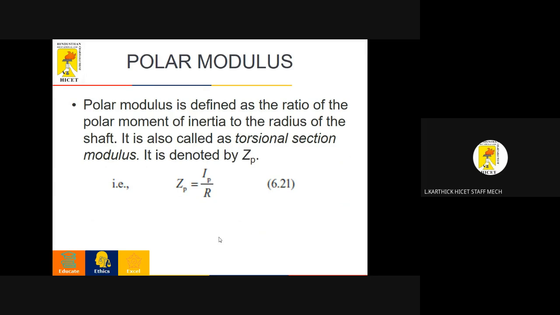Next one is polar moment of inertia. So what is meant by polar moment of inertia? The polar modulus is defined as the ratio of polar moment of inertia to the radius of the shaft. It is also called the torsional section modulus. So Zp equals Ip by R, the polar moment of inertia divided by the radius of the shaft, is called the polar modulus.